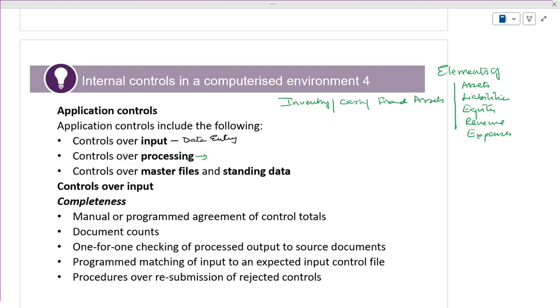Take any task, or how we are doing totaling, how we are making backup. Control over master files. This is the one which they will mention in the question. If you are revising some questions, you will come across that master files should not be accessed by unauthorized people.